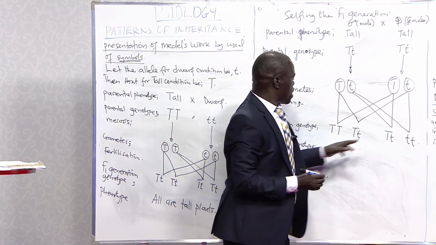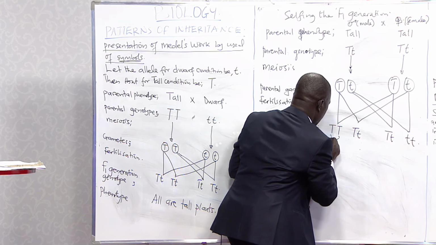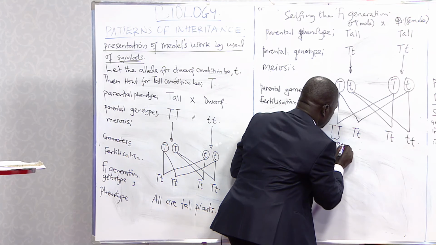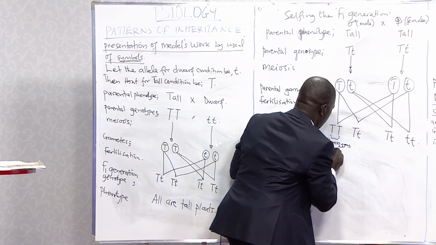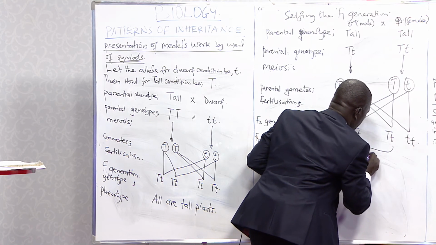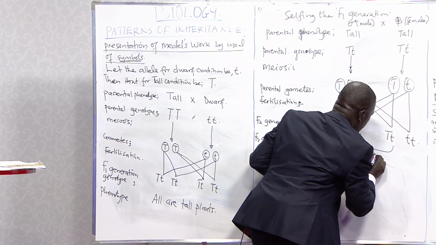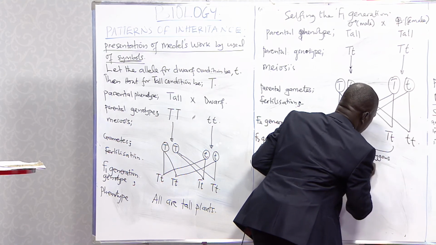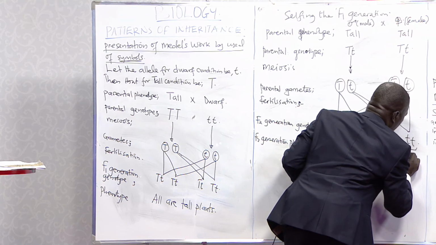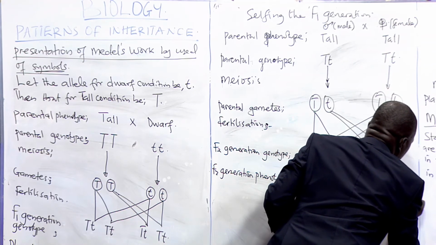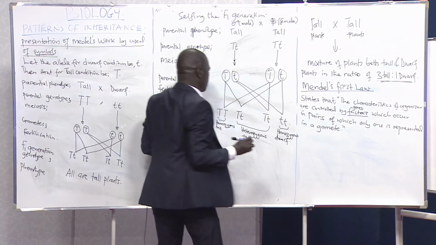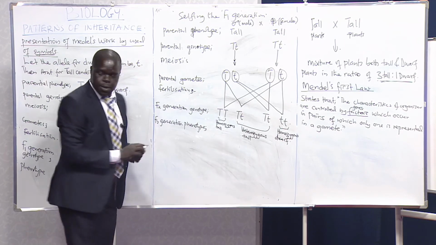I repeat, this organism is homozygous tall. These are heterozygous tall. And this is homozygous dwarf.